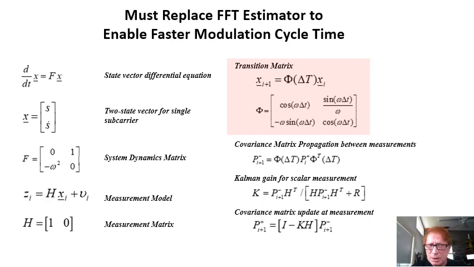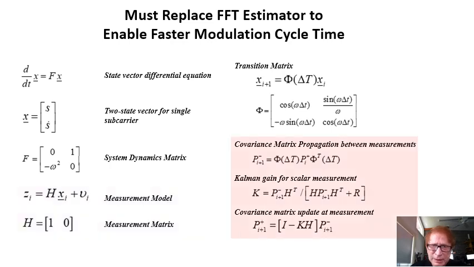The measurement model is shown here with its additive white Gaussian noise. The measurement matrix H reflects that the measurement is of the signal S and not the signal rate, S dot. The actual Kalman filter algorithm is summarized by the three matrix equations on the lower right.